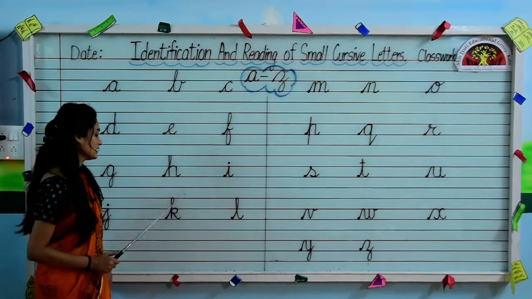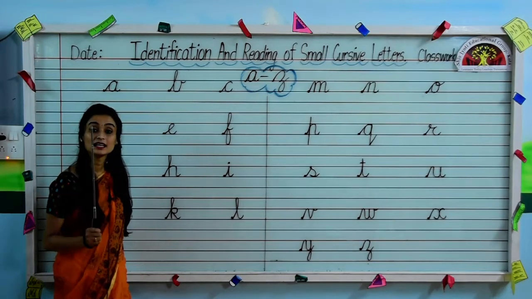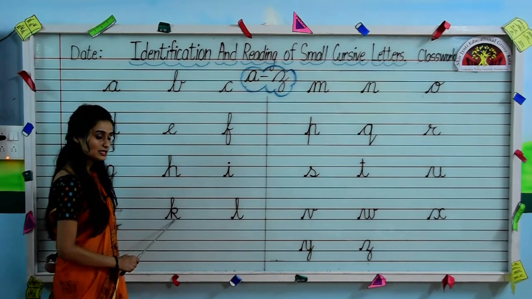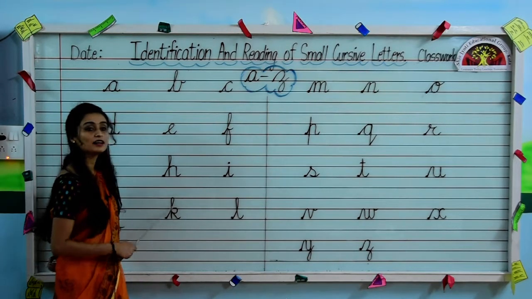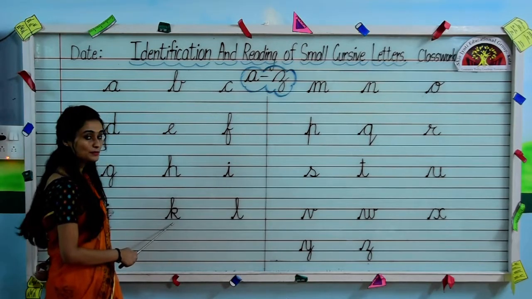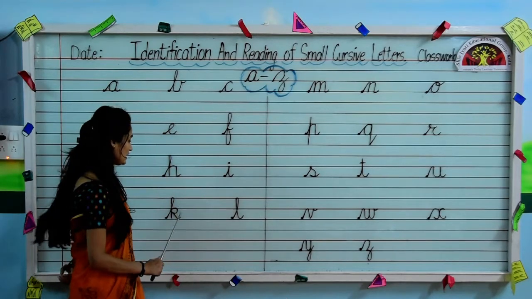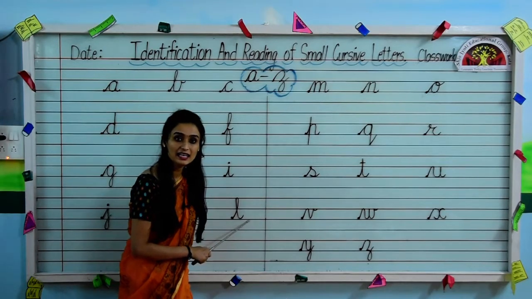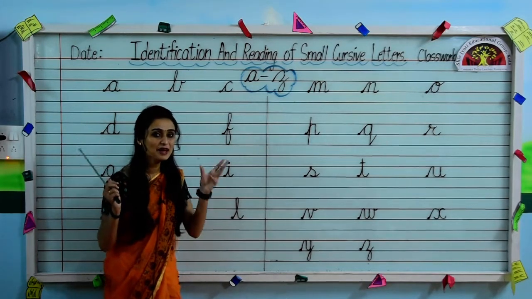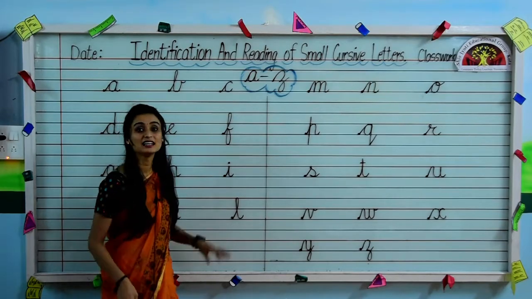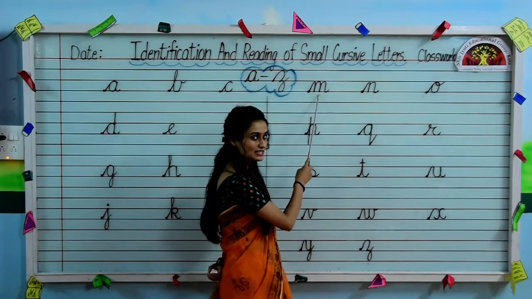Which is the next letter? After J, the next one is K. Small cursive letter K. K for kite. What comes after K kids? I told you. Yes, after K, the next letter is L. L for lemon. So kids, look over here on this side now.